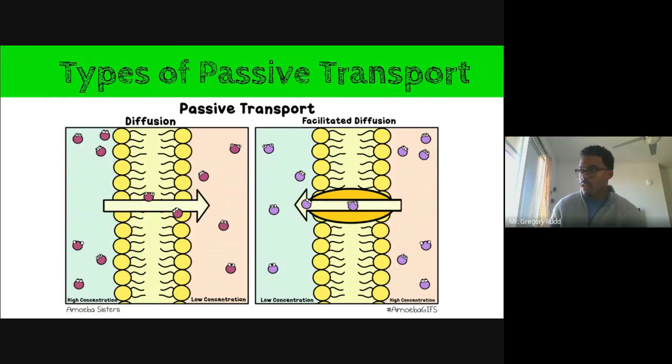On the right side, we see facilitated diffusion. It looks kind of like a hot dog bun, but in reality, what you're looking at is a channel protein, and it's allowing that purple substance, that purple molecule, to move through the membrane, but it's giving them some help to do so. For whatever reason, they can't move by themselves, so they need the help of that channel protein. So that's a cool animation to demonstrate the difference between diffusion and facilitated diffusion.